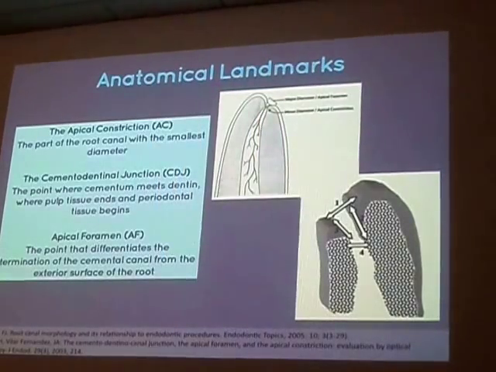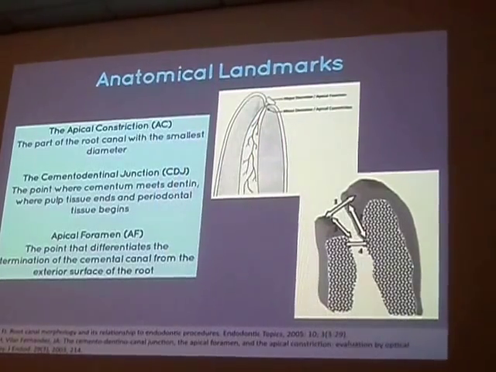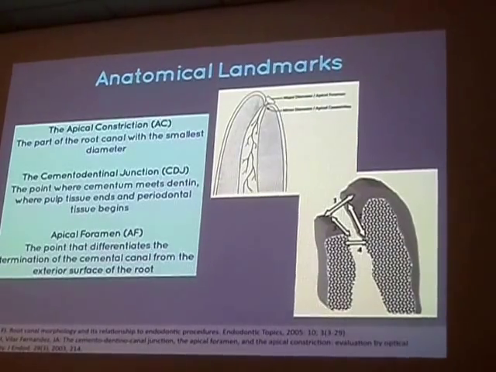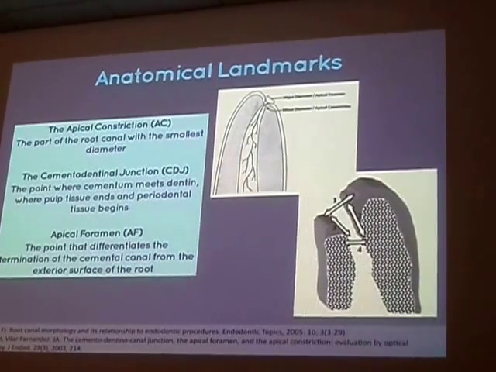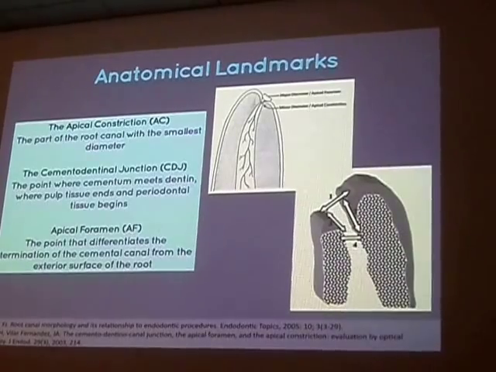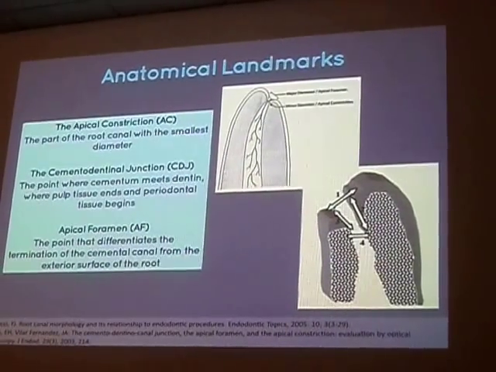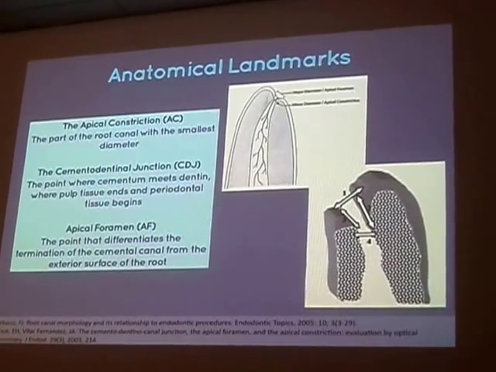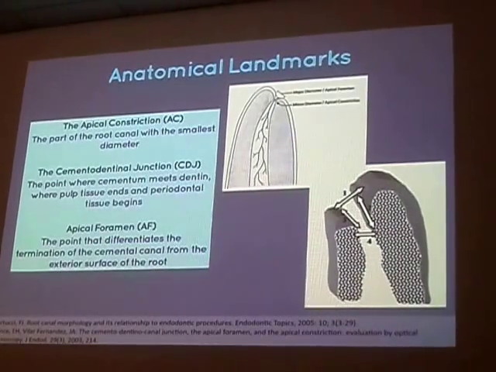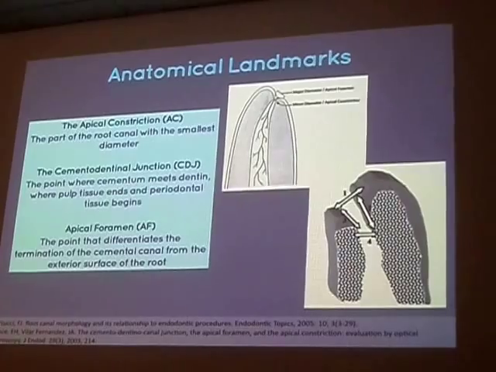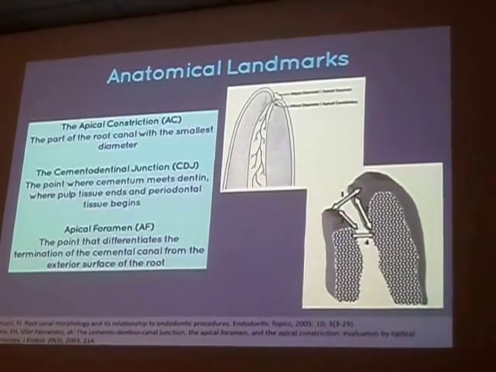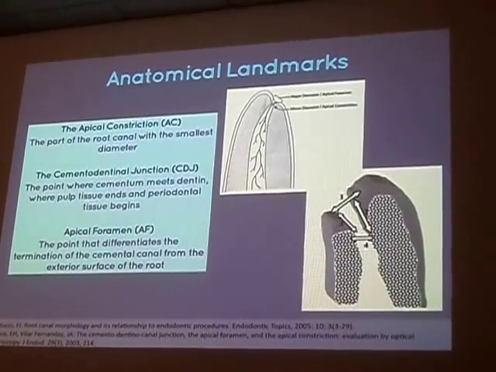So briefly, just to talk a little bit about terminology, our apical constriction is the part of the root canal with the smallest diameter. Our CDJ is where the cementum meets the dentin and where our pulp tissue ends and our periodontal tissue begins. And our apical foramen is the point that differentiates the termination of the cemental canal from the exterior portion of the tooth.